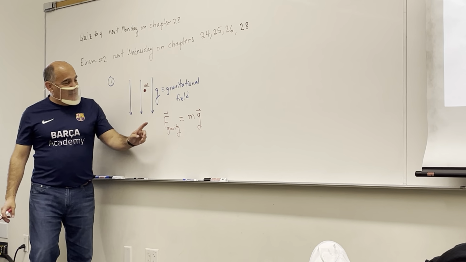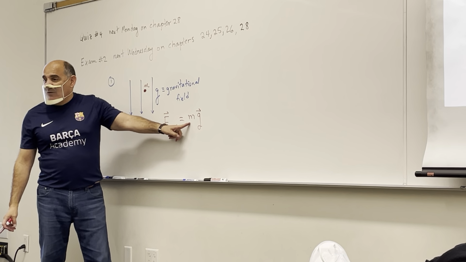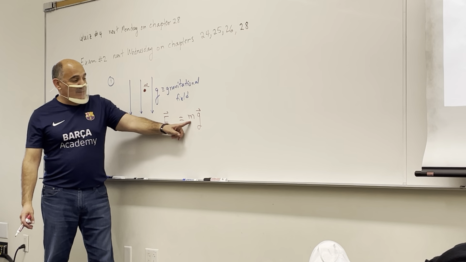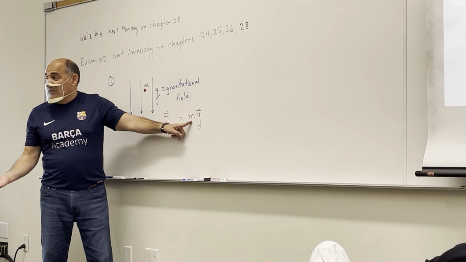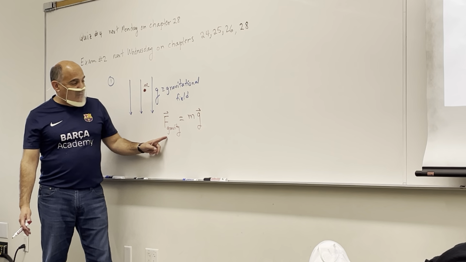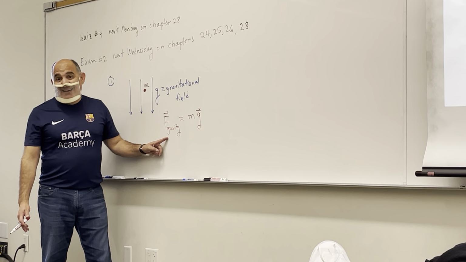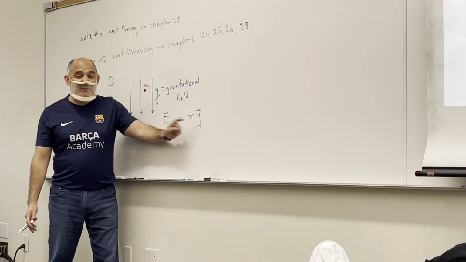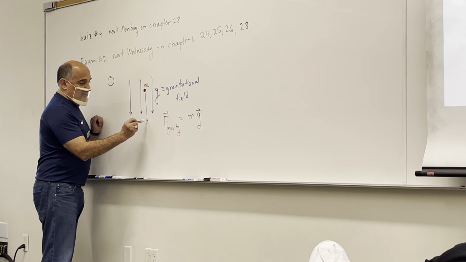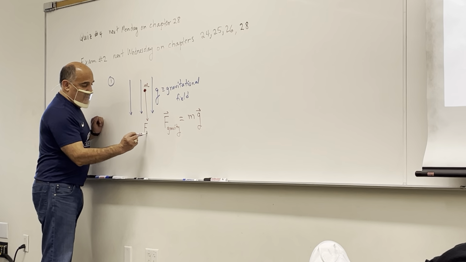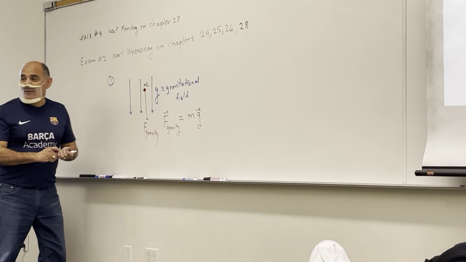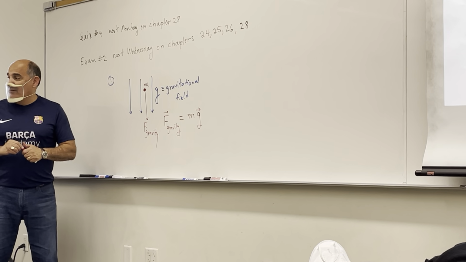Since mass is a scalar quantity and gravitational field is a vector quantity, and mass is always positive for anything that has mass, that means that the gravitational force has to point in the same direction as the gravitational field. So we draw the gravitational force like this, in the same direction as the gravitational field.